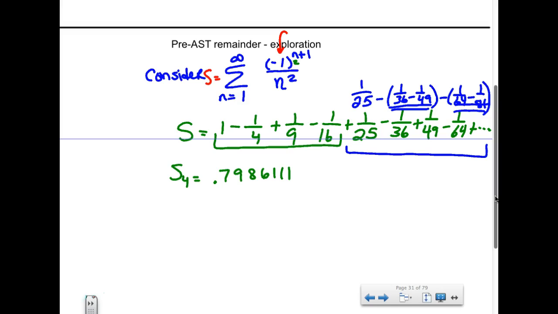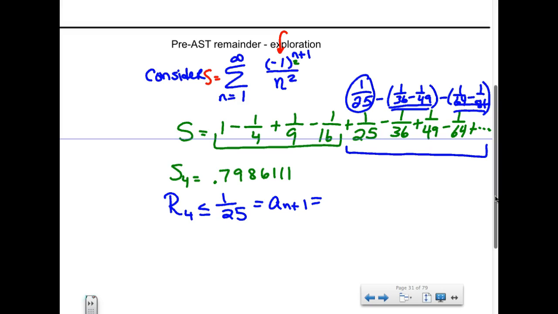It says the most off you can be has to be less than or equal to your first unused term, which they call a sub n plus 1. Does that make sense? So this right here is the most off I can be. So I'm going to write this: my remainder after 4 terms has got to be less than or equal to 1/25th, which is what on the next page they call a sub n plus 1.